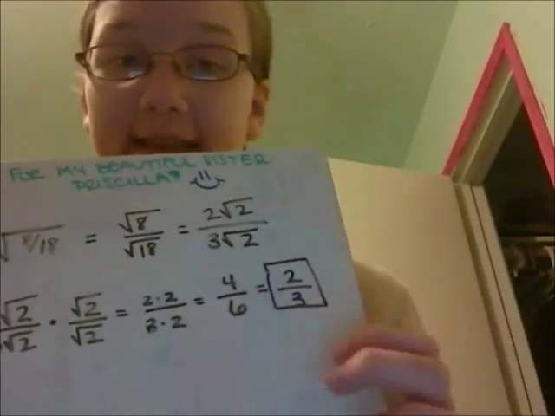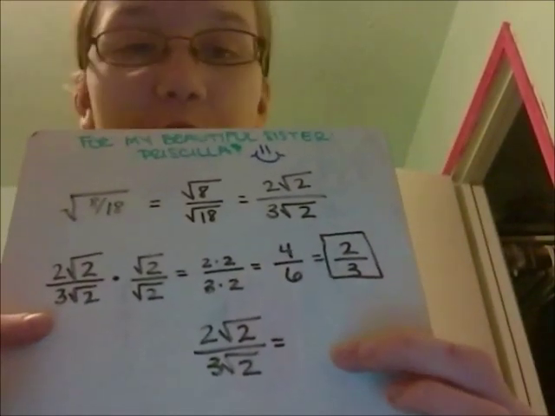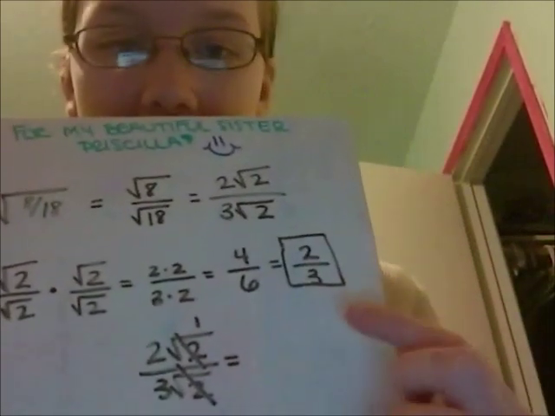The second way to get this answer: you can just say the square root of 2 divided by the square root of 2. I'm going to rewrite it down here. 2 times the square root of 2 divided by 3 times the square root of 2 is equal to, and so what I'm going to do right here is divide out the square root of 2 divided by the square root of 2, which is equal to 1, because any number divided by itself is 1. See how I just made that 1. So 2 divided by 3 is equal to that. Same answer.